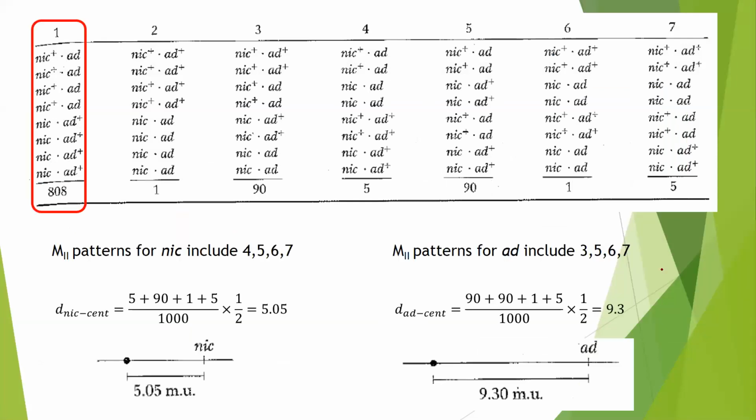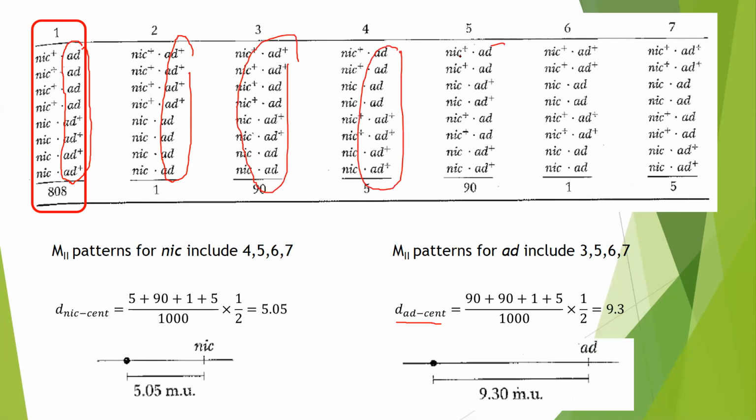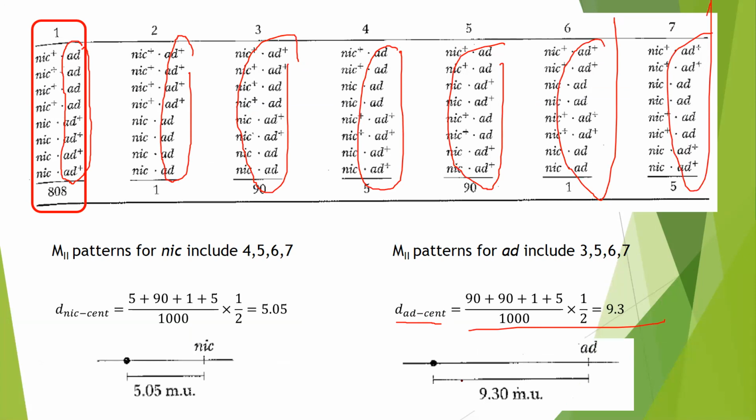Okay, now this is easy. So we can do the same thing, right? We can calculate the distance between the AD gene and the centromere. This time we're going to look at here. This is the parental genotype. So this is M1, this is M2, and this is M1 again, M2, M2, and M2. So we can do the same thing to calculate the distance between this gene and the centromere, right?